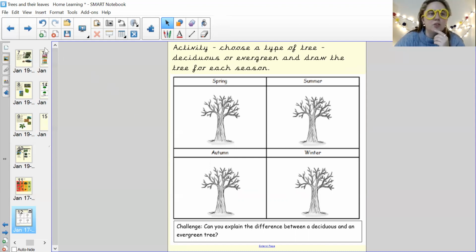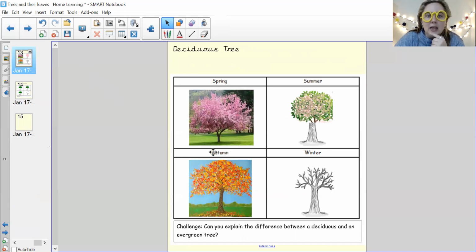Okay, so I'm going to show you 2 examples. Here is an example of a deciduous tree. So in the spring, it has some beautiful blossom on it. In the summer, it has beautiful green leaves. In the autumn, the leaves turn oranges and yellows, don't they? And they start to fall off. And in the winter, there are absolutely no leaves on it at all. Okay, so that is my example of what you would need to draw for a deciduous tree.